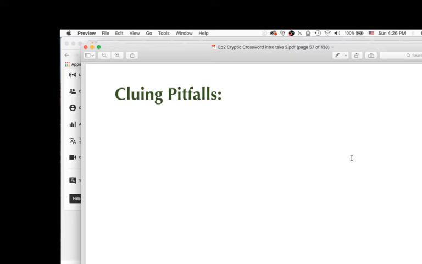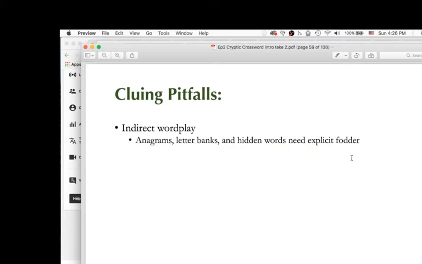When you're writing clues, here are some things to watch out for. Indirect wordplay is one of the particular things that people are warned about. In particular, there are some kinds of wordplay, most frequently anagrams, but also letter banks, which are related to anagrams, and hidden words generally need explicit fodder.